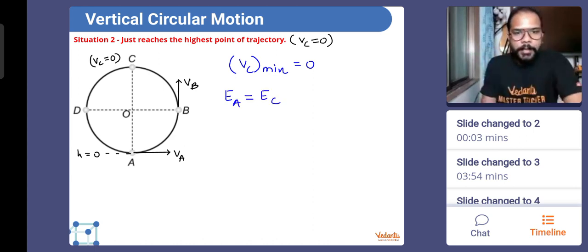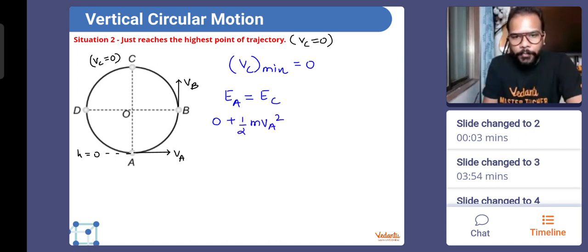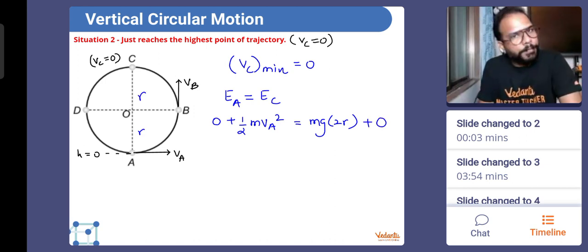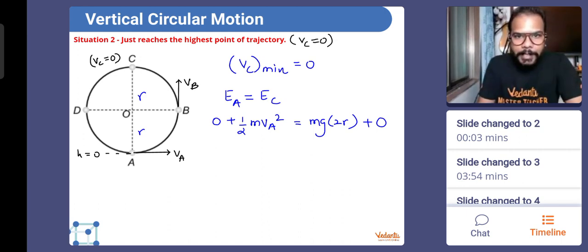Let's take A first. So H equal to 0, you see that at A the potential energy is 0, the kinetic energy is half mva square. At C the potential energy is mg 2r, where this is r, and the kinetic energy becomes 0. Why? Because the velocity at C is 0. Okay, tell me, simplify, what is coming, everyone? Do this quickly, this is very easy, now it is very easy.